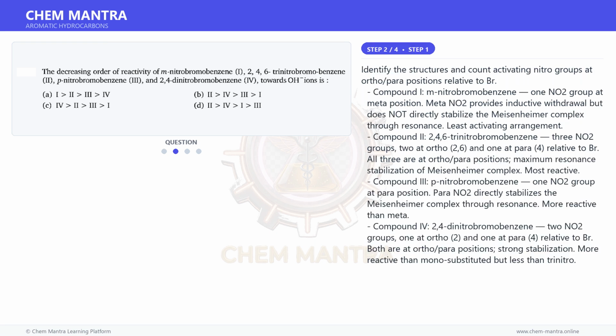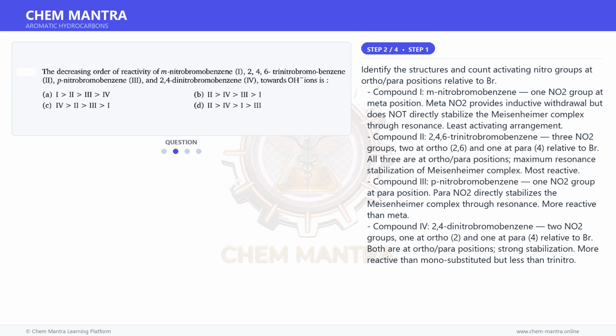Moving on to the next step. Identify the structures and count activating nitro groups at ortho-para positions relative to Br. Compound 1, m-nitrobromobenzene, has 1 nitro group at the meta position. Meta NO2 provides inductive withdrawal but does not directly stabilize the Meisenheimer complex through resonance.